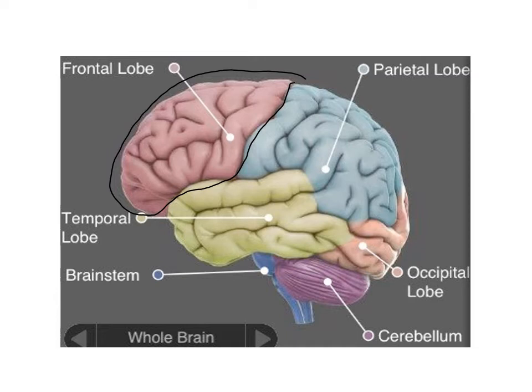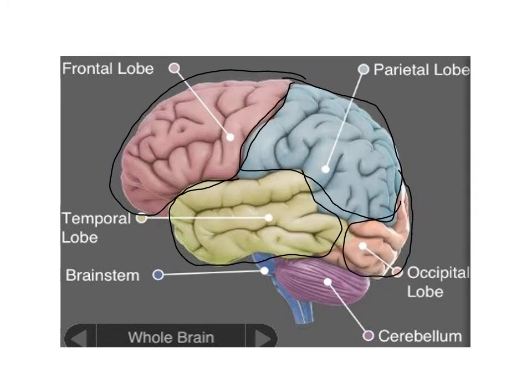And then right behind it is the parietal lobe. And then underneath these two is the temporal lobe. And then right behind it, at the very end of our head, is the occipital lobe. So really not a big deal. It's just knowing the four lobes, which are frontal, parietal, temporal, and occipital.